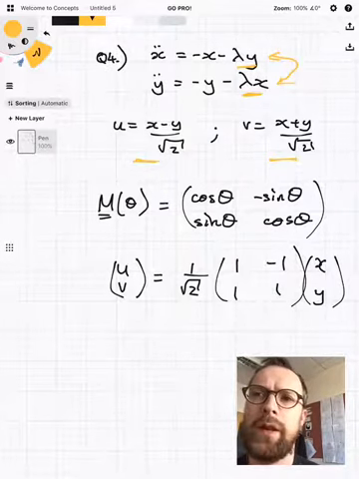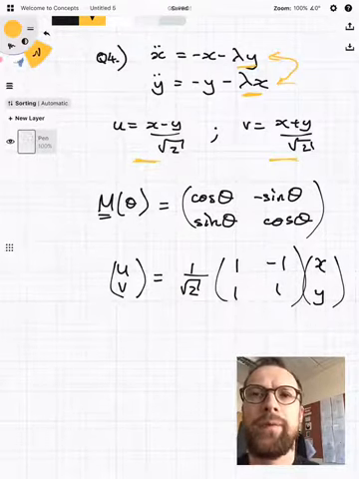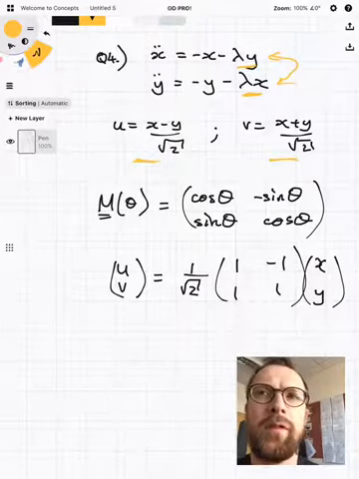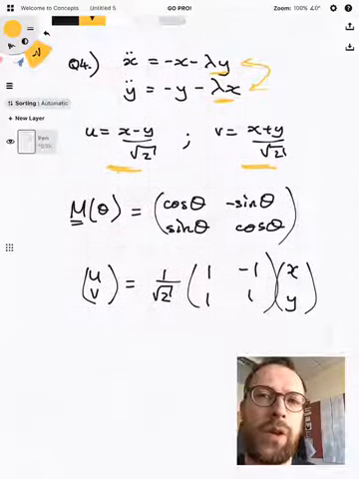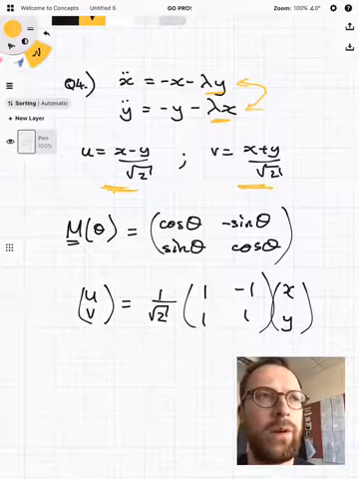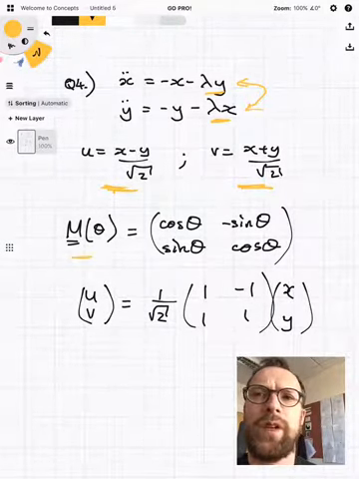We change coordinates in the following way: u is equal to (x minus y) over root 2, v is (x plus y) over root 2. If you remember from second year, if you did systems of ODEs, you probably looked at first order ODEs, you could do a coordinate transformation which made them easier. It's essentially what we're doing here. So question 4 is basically asking you to do this coordinate change.